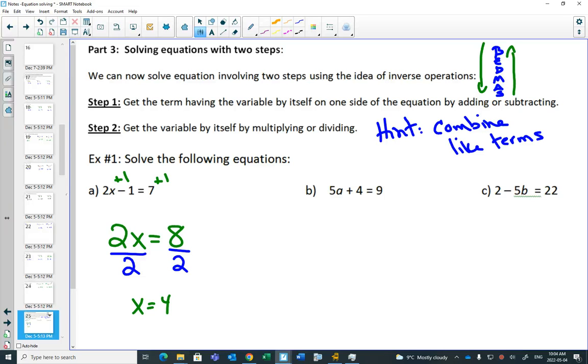And the hint on what you should do first is always that idea, if I have like terms, I should combine them. And this is going to help us with multi-step solving equations later on.